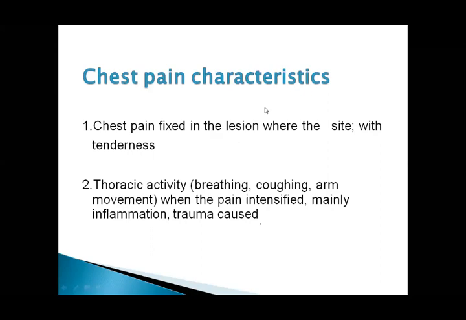Number two is thoracic activity. Pain can be seen with breathing, coughing, or arm movement, when the pain intensifies, mainly caused by inflammation or trauma. For example, if your rib is broken in the chest, when you move your arm or breathe, there will be pain in the thoracic cavity.